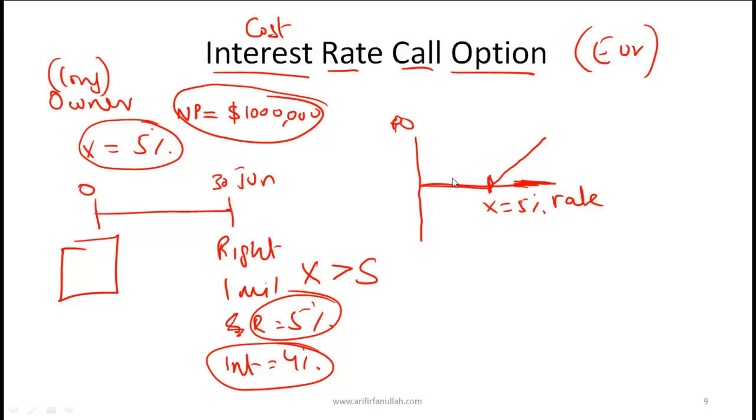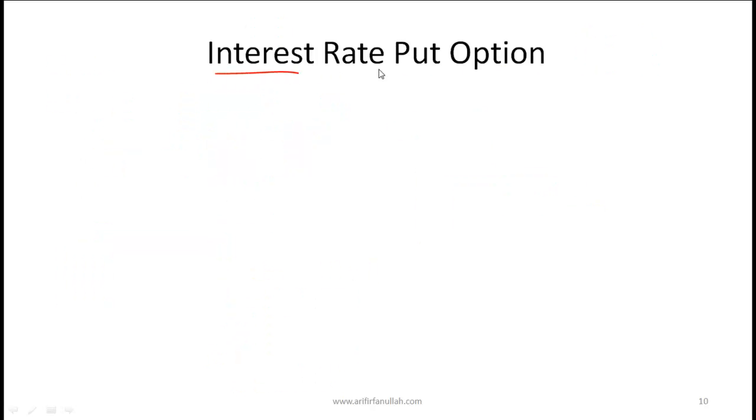If the market rate is low, then you will not exercise the option and you will simply go to the market and borrow at a lower rate. In a forward rate agreement, you are contractually obligated to live by the rate that is specified in the forward rate agreement. Now let's talk about the interest rate put option.